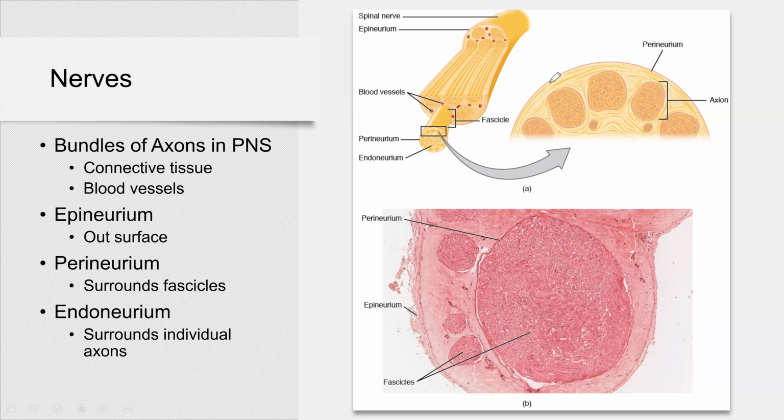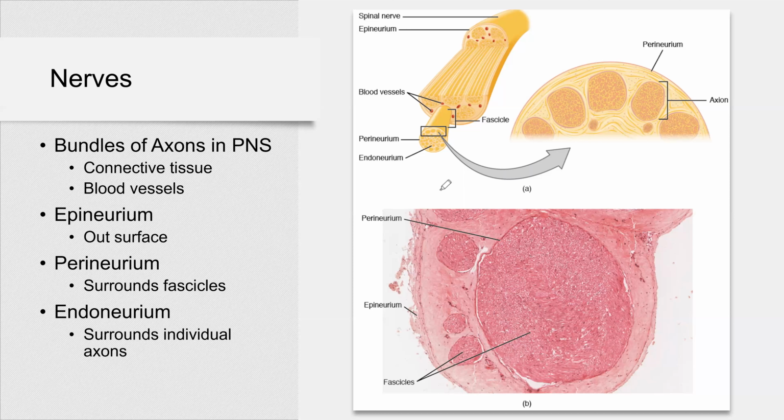Now, if you look at what's going on inside, we have those bundles of nerve fibers. Here's one, here's another one, and we call them fascicles. And fascicles are covered by perineurium. And then if you look inside this perineurium, you will see individual axons, and they are covered by endoneurium. So similar to muscle fibers.